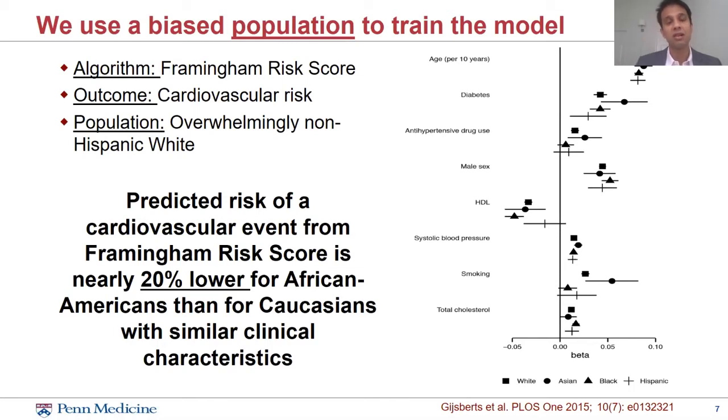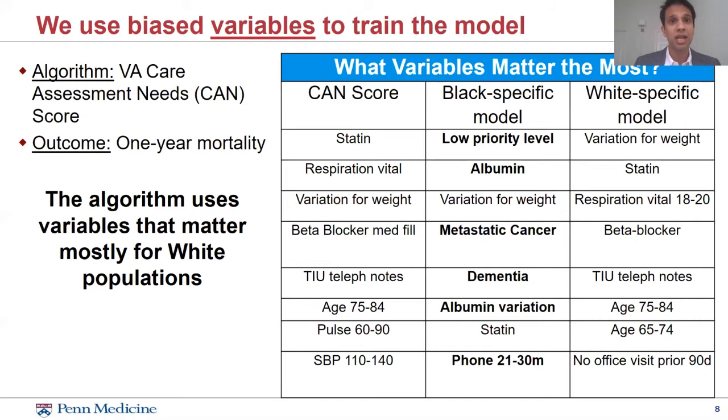And you can see here a lot of the risk factors that go into the Framingham risk score. Their association with cardiovascular risk really varies a lot between different minority populations. So when we don't include representative populations to train the algorithm, that algorithm could be biased. Another reason is maybe the variables that we're using to train the model could be biased as well.